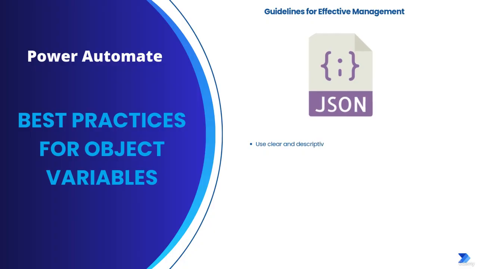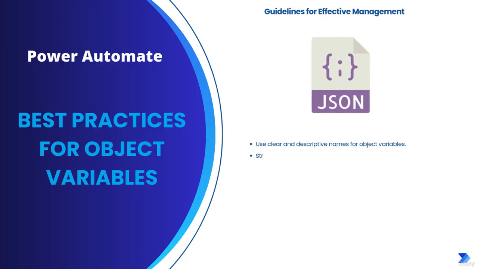Best practices for object variables. Guidelines for effective management. As we wrap up this section, let's discuss some best practices for managing object variables. First and foremost, use clear and descriptive names for your object variables. This practice helps maintain readability and understanding in your workflows.